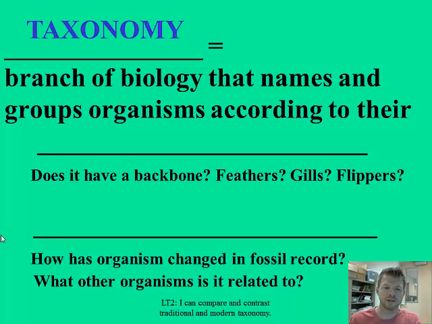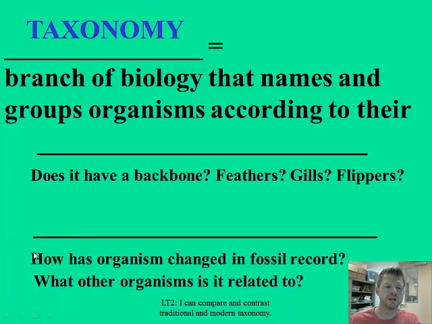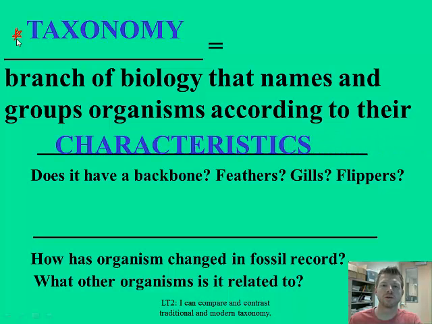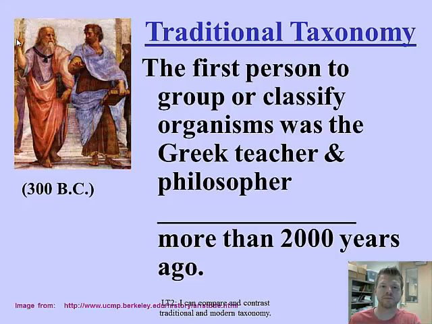So, taxonomy. Taxonomy is one of the key terms that you need to know. Alright? Taxonomy is the branch of biology that names groups according to their characteristics and also their evolutionary history. We're going to compare and contrast traditional taxonomy and modern taxonomy.